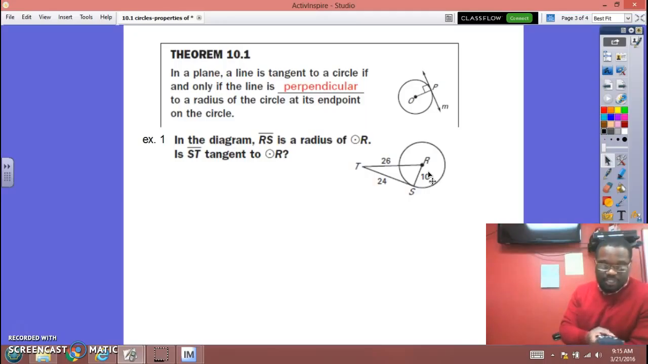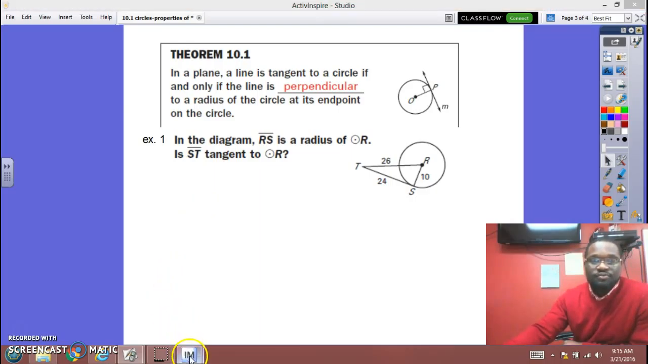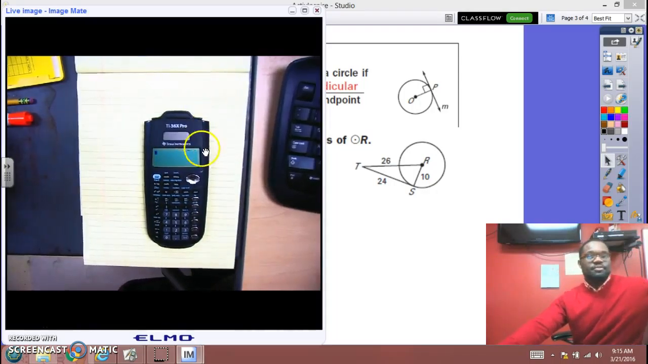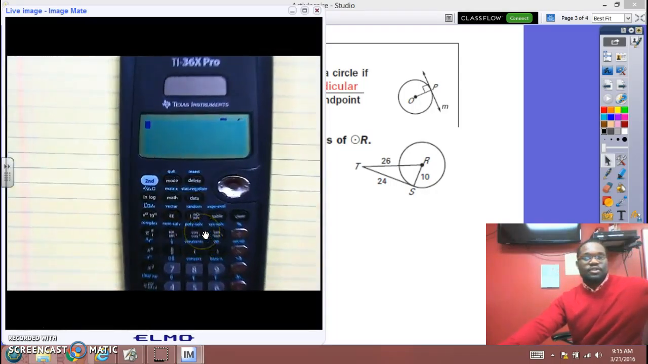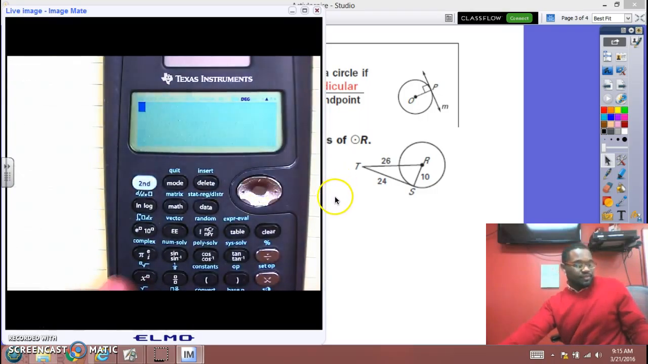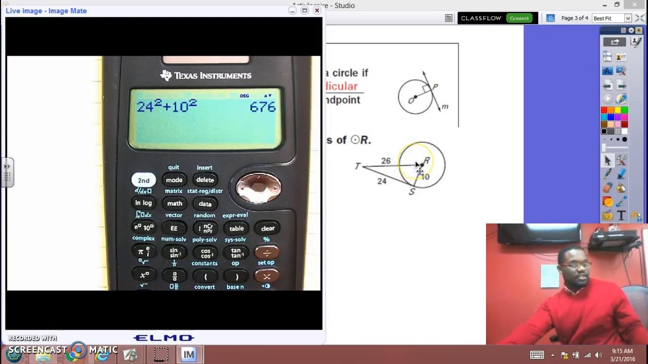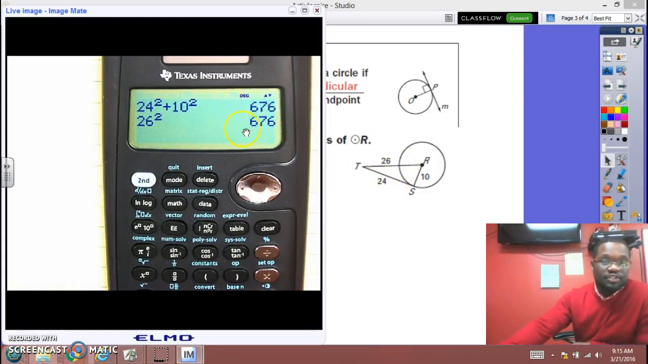If a squared plus b squared equals c squared is actually true, then it has to be a 90-degree angle. And so, let's try it. Let's see if the Pythagorean theorem will actually come true. So we're going to say 24 squared plus 10 squared, and that equals 676. Remember, the hypotenuse is always the longest side, so that's c squared. So let's see what c squared is. 26 squared equals 676, and notice that they're the same number.